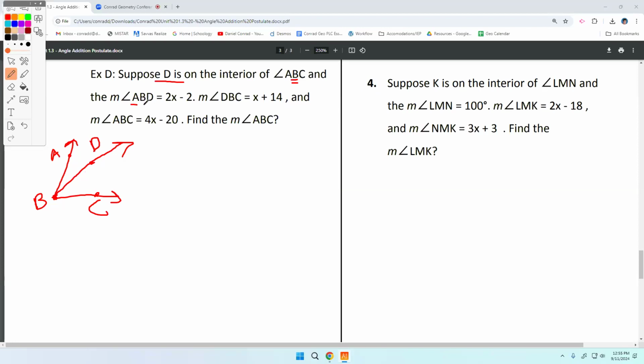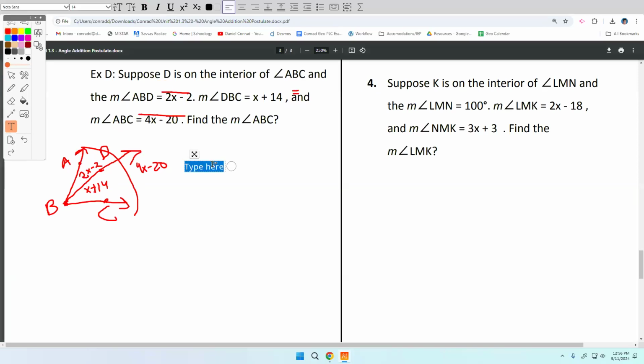All right, the measure of angle ABD is 2x minus 2. So I'm going to put 2x minus 2 in here. Measure of angle DBC is x plus 14. And then the whole thing, ABC, the big angle, is 4x minus 20. So now it's just like numbers 2 and 3. We just have to write our equation out. So I'm going to type measure angle ABD is our first small angle plus measure angle DBC is our second small angle equals the whole thing, which is the measure of angle ABC.